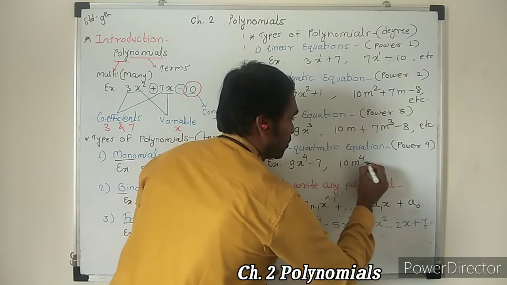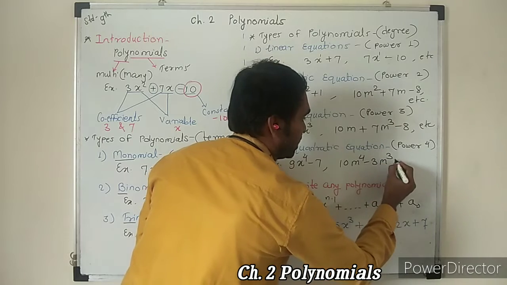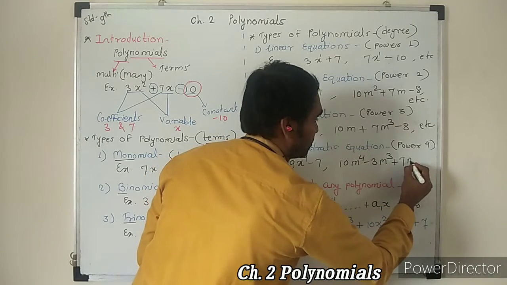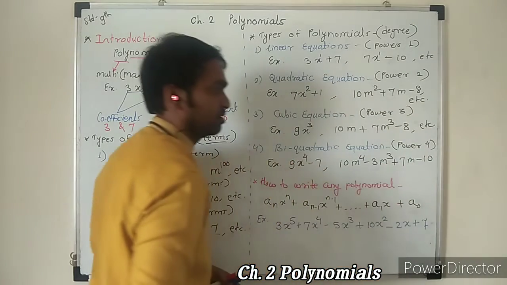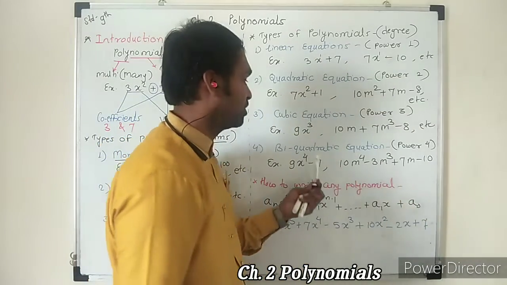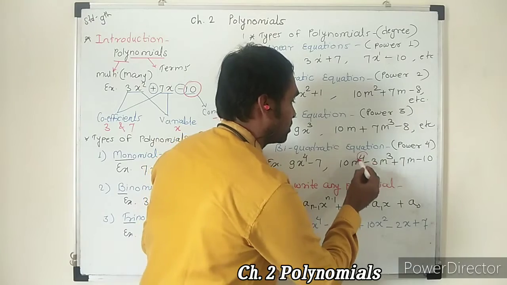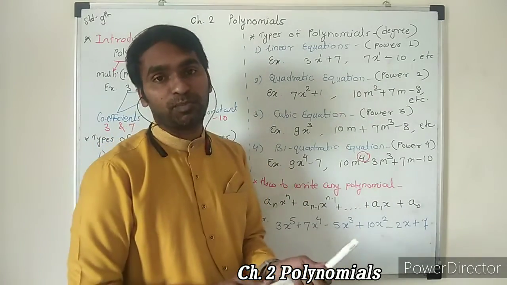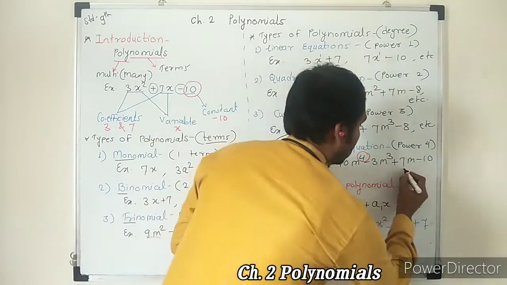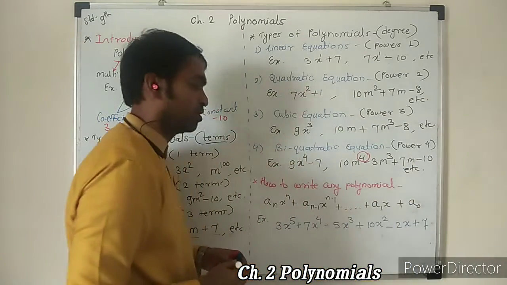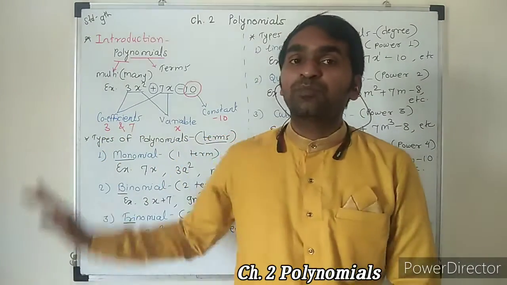10m raised to 4 minus 3m cubed plus 7m minus 10. Okay, this is the example for what? Biquadratic equation. Here, only power 4 is the greatest power. Okay, this is the types of the polynomials.